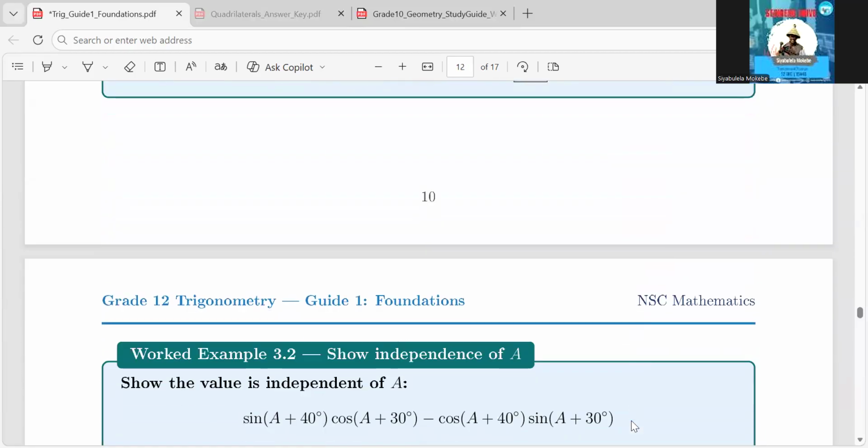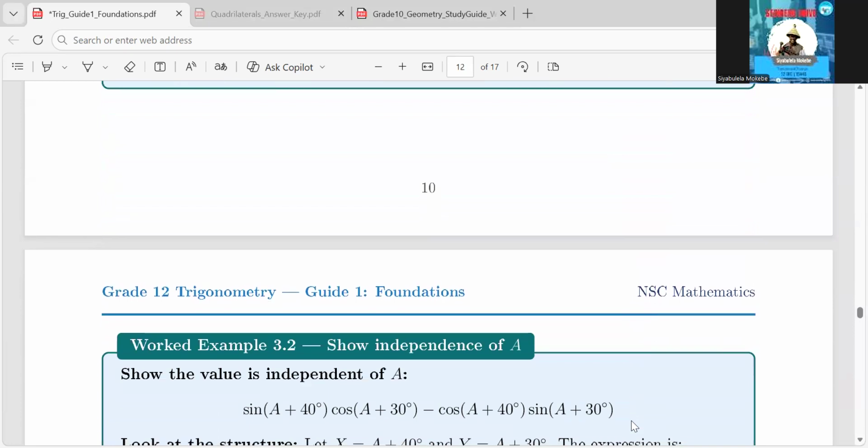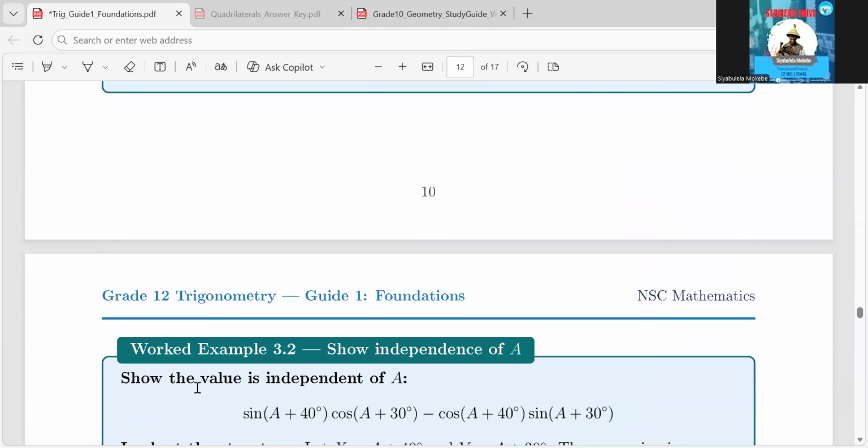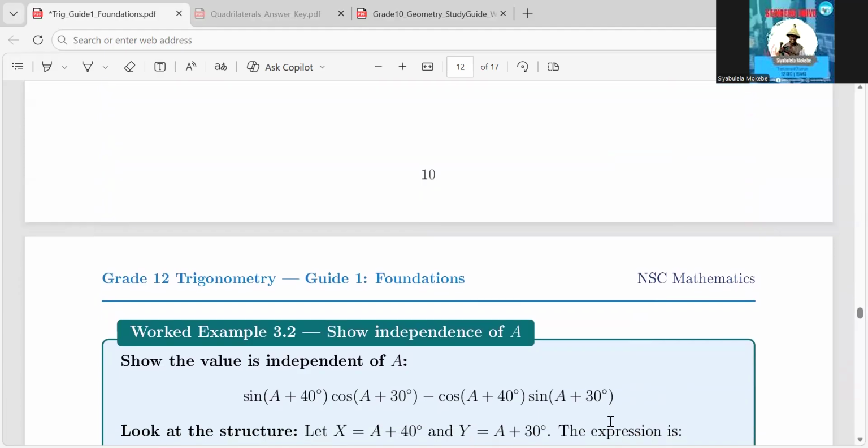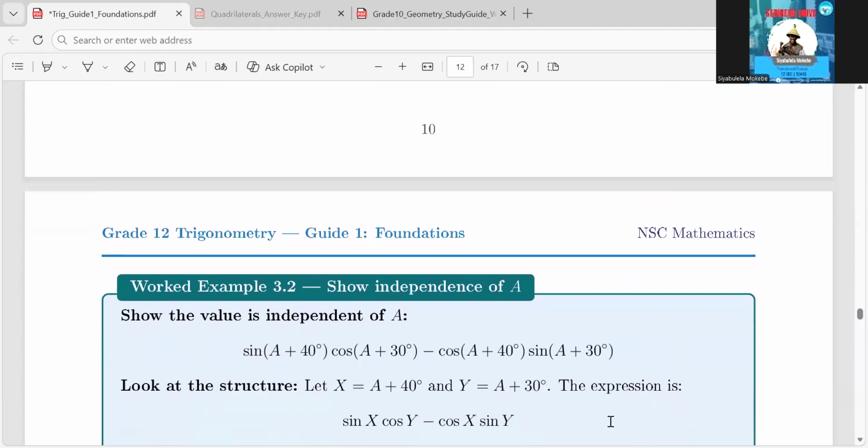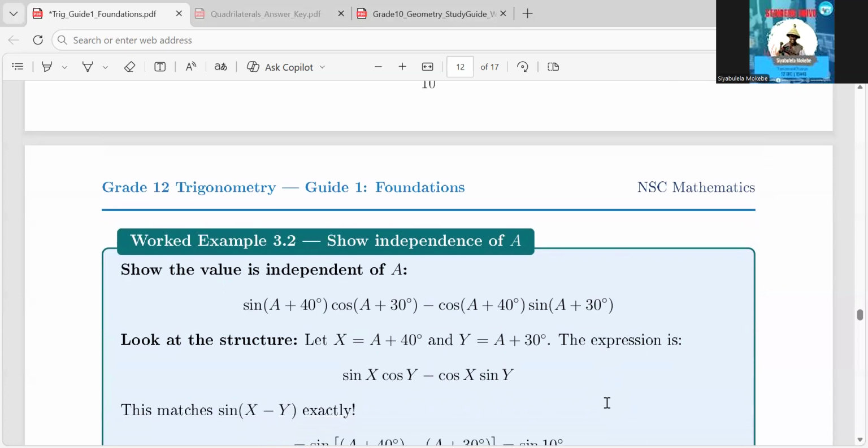Now let's look at another one. Show the value is independent of A. So this is what is given to us. Before you even start looking at what is going on, just notice the pattern: sine angle, cos angle, minus cos angle, sine angle. The structure represents sine x cos y minus cos x sine y, and we know what this means. This matches sine(x minus y).